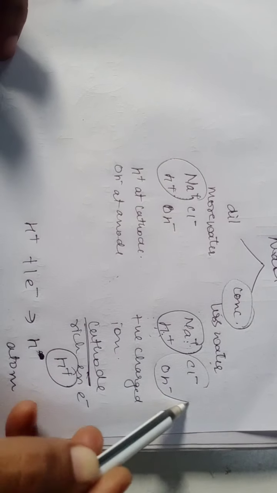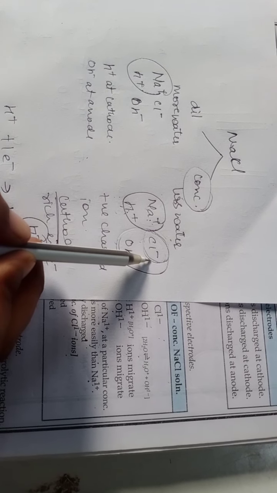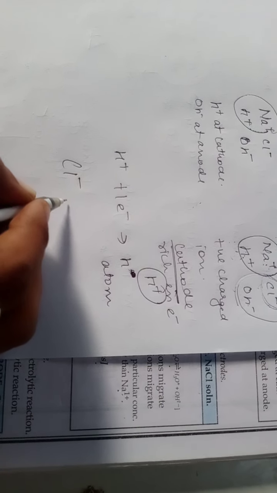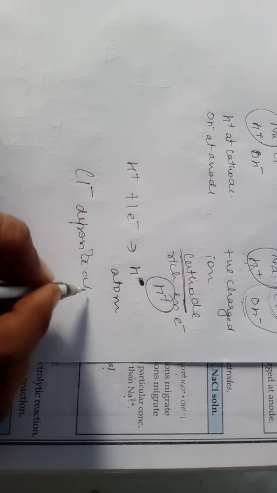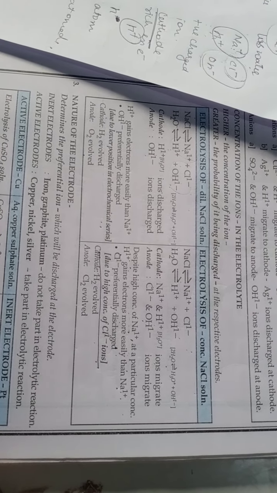Now when we see negatively charged ions, according to the series, hydroxyl ions are below and Cl are at the top. So which one should deposit? According to this series, hydroxyl should deposit. But what happens is, in the solution, the concentration of chloride ions is more. Children, normal tap water also contains chloride ions. Hence the concentration increases. So in this case, Cl minus ions will get deposited at anode due to high concentration.